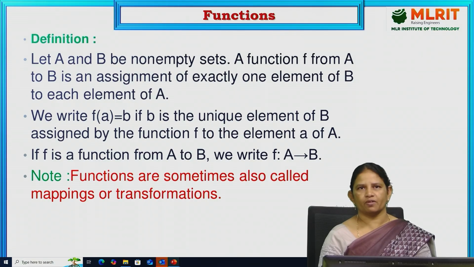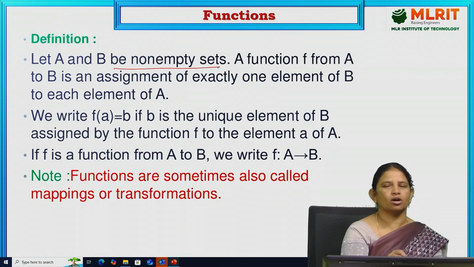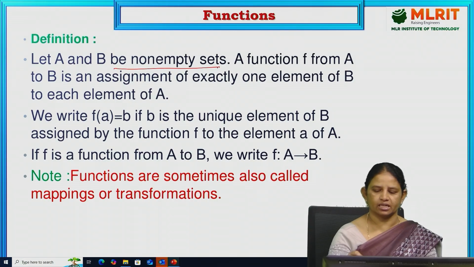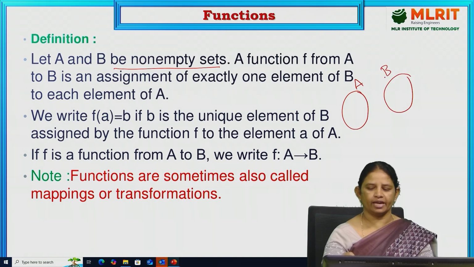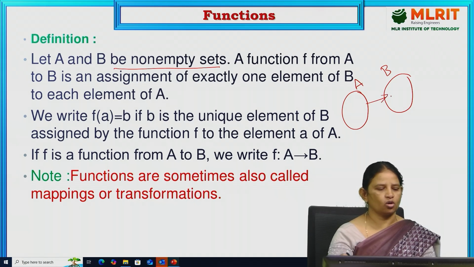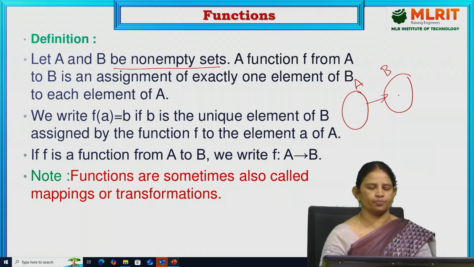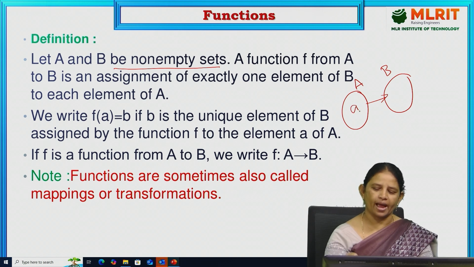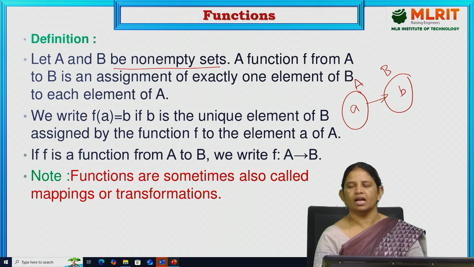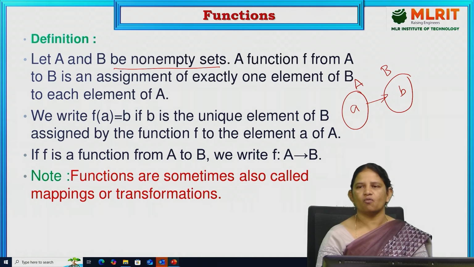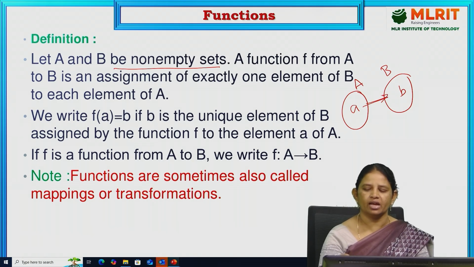So, what is meant by a function? Let A and B be two non-empty sets. That means A is one set and B is another set. A function from A to B assigns exactly one element of B to each element of A. That means there should be a mapping from set A to set B. Then we can say that it is a function.